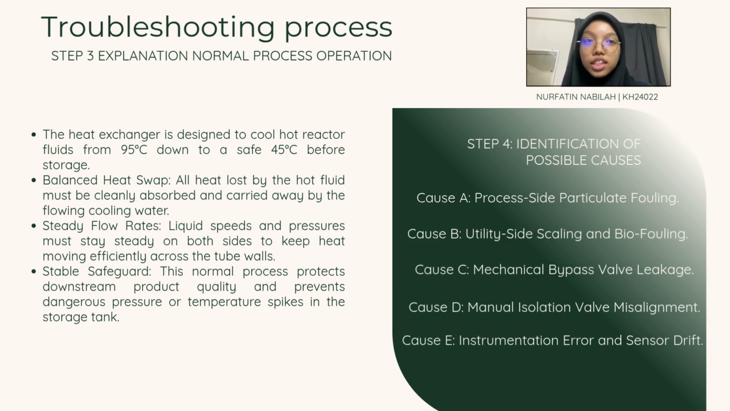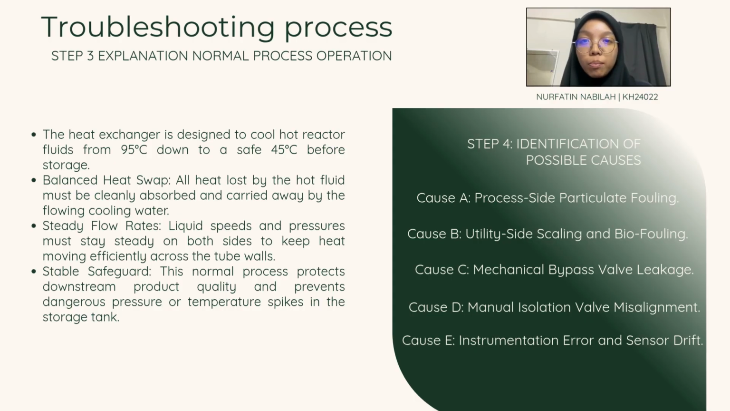So next, step 3 requires us to look at our normal process operation to establish a baseline. Under normal conditions, this heat exchanger should cleanly cool hot reactor fluid from 95 degrees C down to 45 degrees C to balance the heat duty and steady the flow rate.